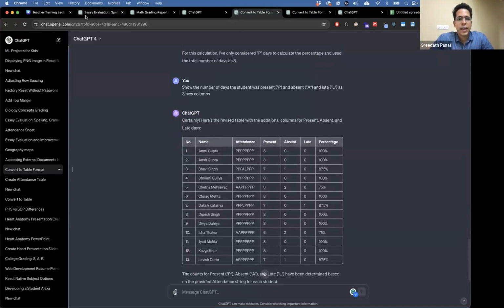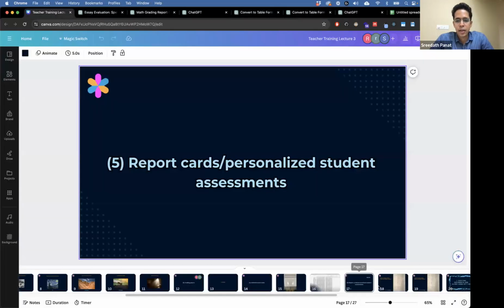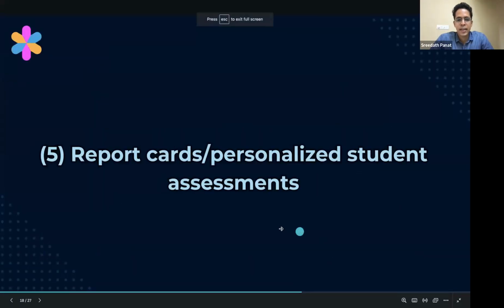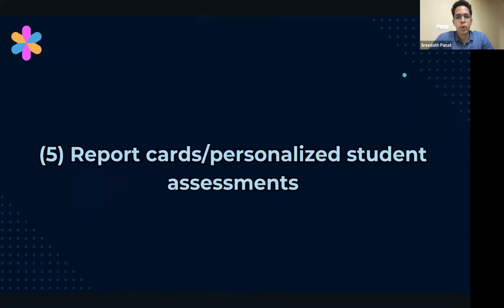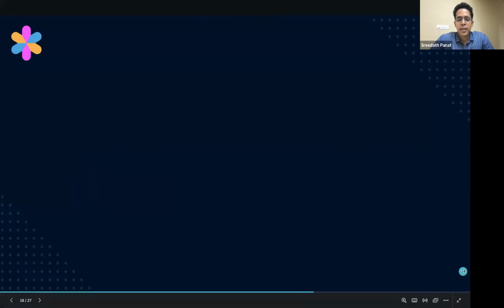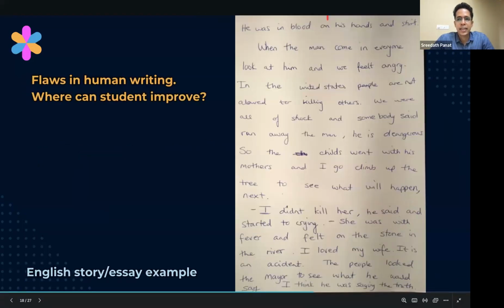And another very interesting example, which I'm sure all of you will relate with so much, is finally in the evaluation, in the personalization of evaluation or personalization of the report card. What we mean by this is something completely subjective, like an essay. So I hope you can see this essay. This is an English essay written by one of the students. I'll just read it. You yourself can notice a lot of mistakes.